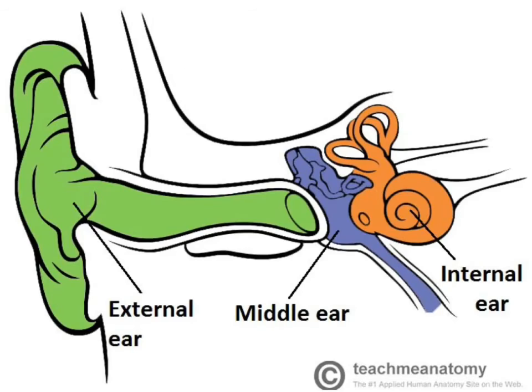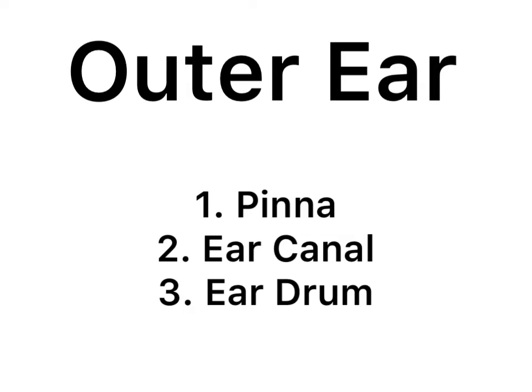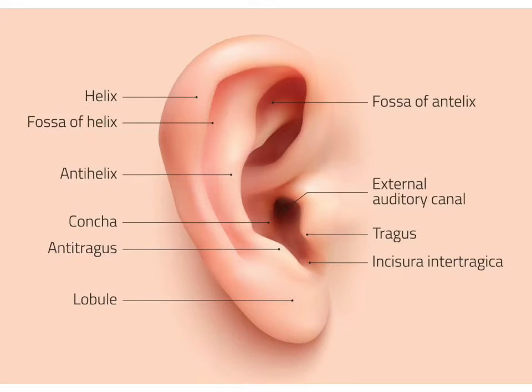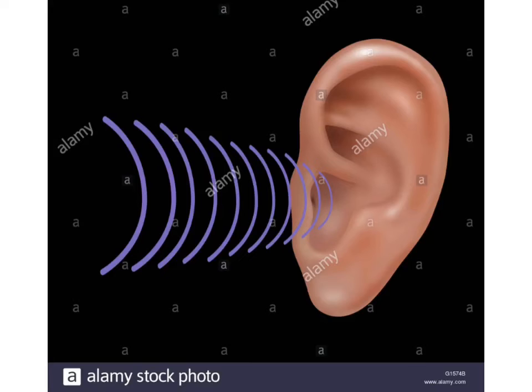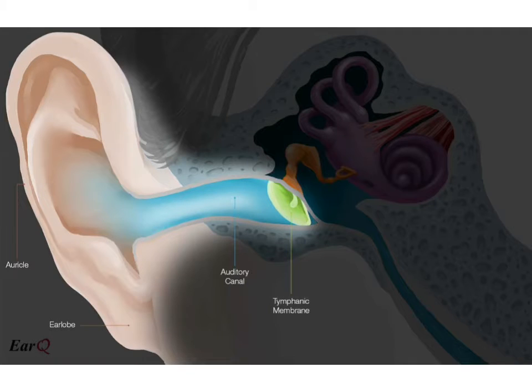It consists of three parts: outer ear, middle ear, and inner ear. The outer part of the ear is called pinna, and it is attached to about 2 to 3 centimeter long passage called ear canal. At the end of the ear canal, a thin, elastic and circular membrane called eardrum is stretched tightly.